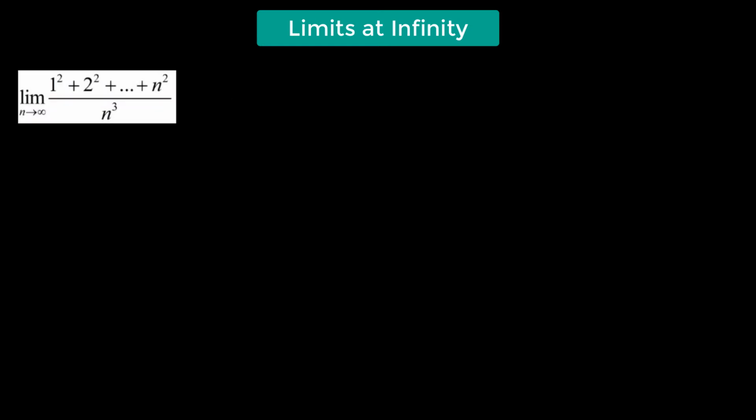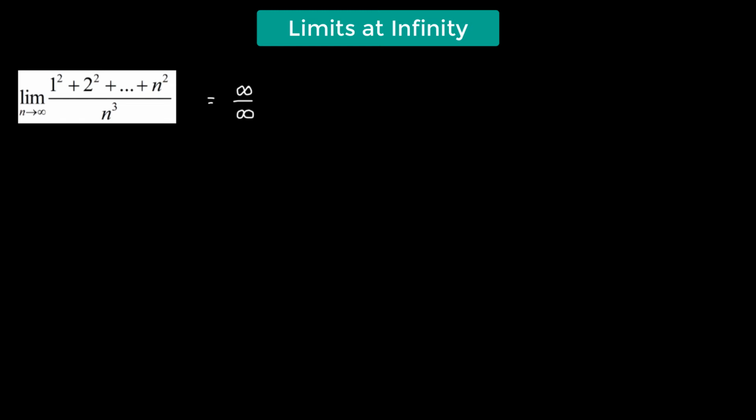So we need to determine the limiting value of the given function when n tends to infinity. Clearly we have the sum of the squares of n natural numbers. So when there are infinite number of terms, we have infinity in the numerator divided by infinity cubed, which is infinity. So this gives us an indeterminate form of infinity over infinity.